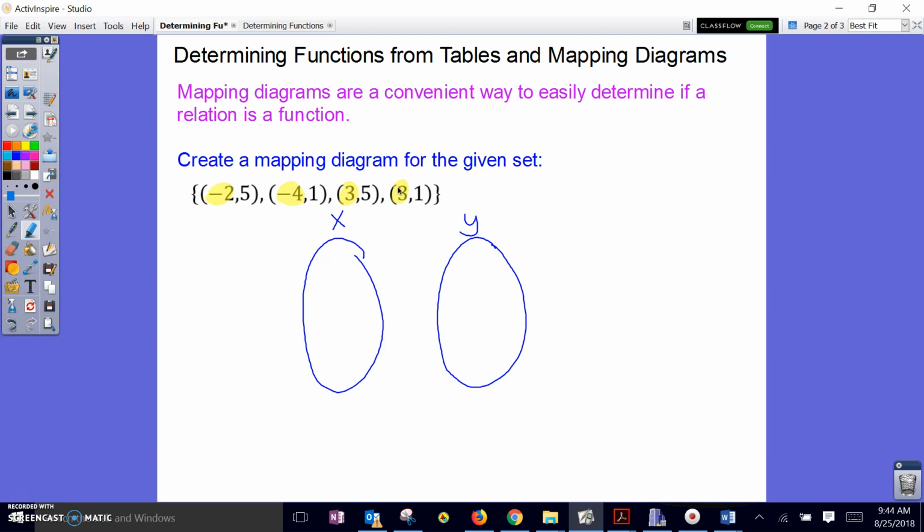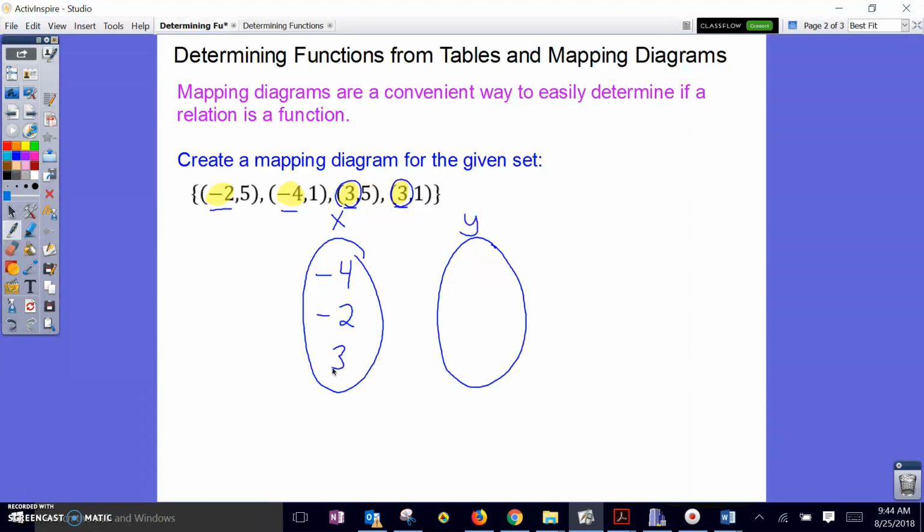Now, when we do this, a couple of things you want to keep in mind. It is best for us to do it in order from smallest to biggest. Also, in order for the mapping diagram to really work and be beneficial for us, if a value appears more than once, we are only going to write it once. So I look at the x values. I've got -2, -4, 3, and then another 3. So I'm only going to write one 3 since we have duplicate 3's in there. And I'm going to write them from smallest to biggest. -4 is the smallest, then -2, then 3.